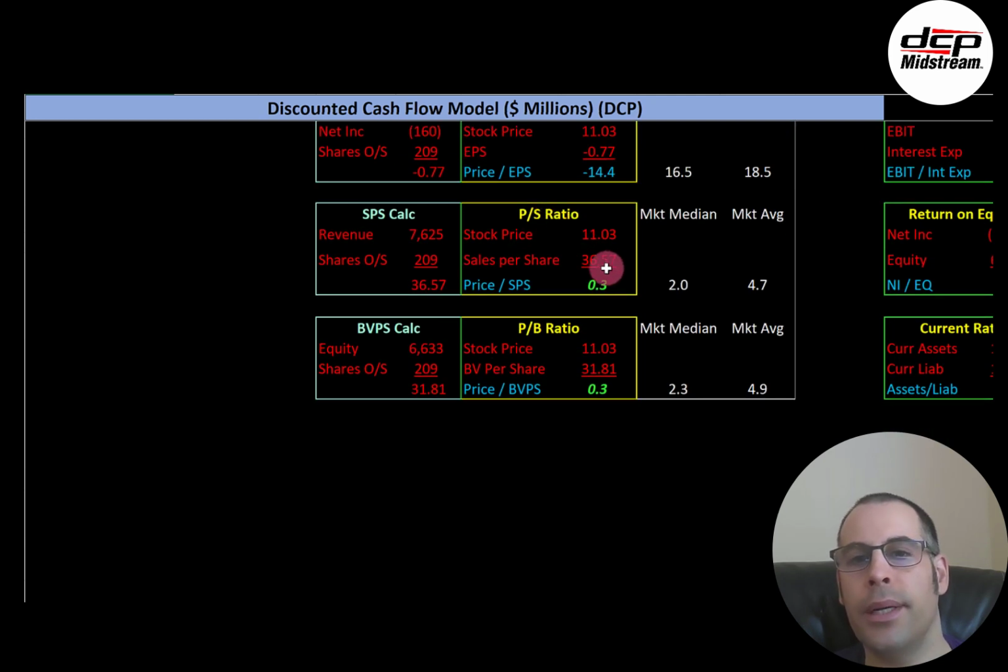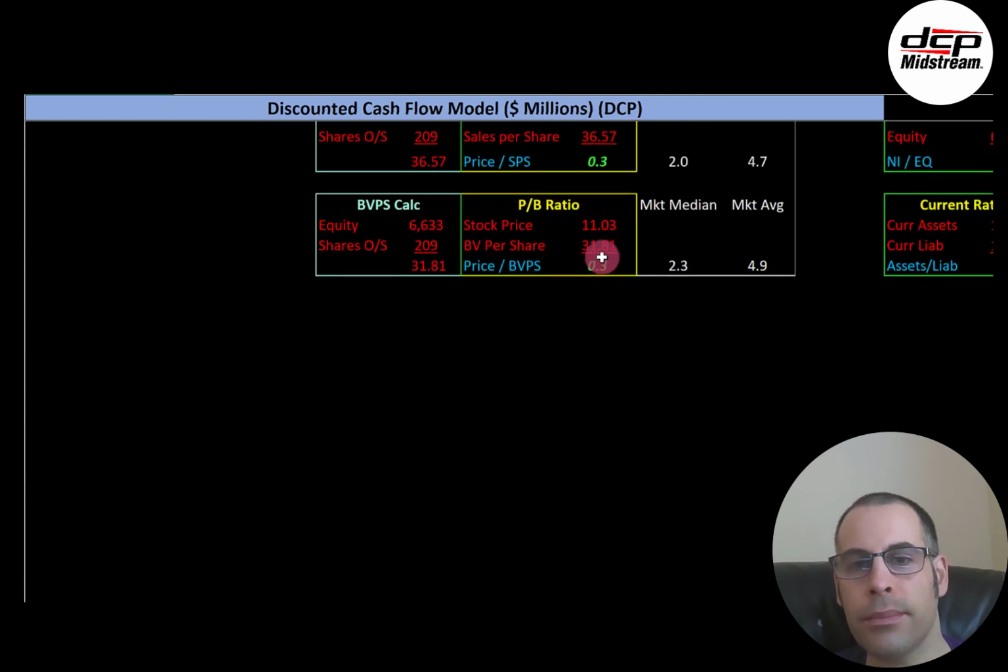Price to sales is really good. The median for the market is 2.0. The average is 4.7. Price to sales is stock price over sales per share. To calculate sales per share, that's revenue over shares outstanding. I like to see below 2.5. They're at 0.3, so investors are paying 30 cents for $1 of revenue. That's a really good ratio.